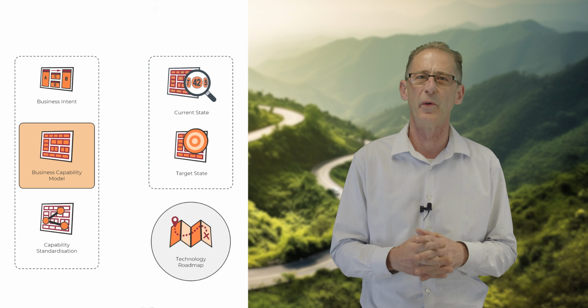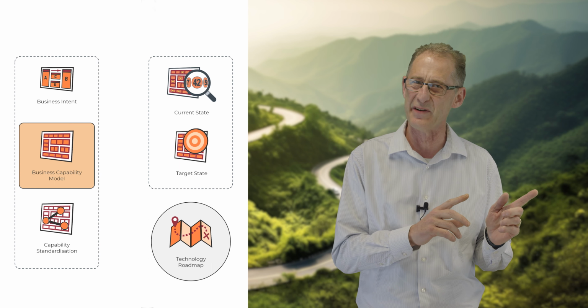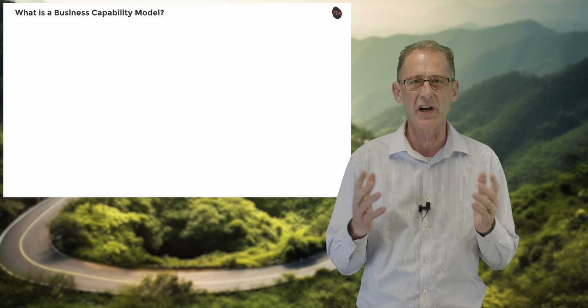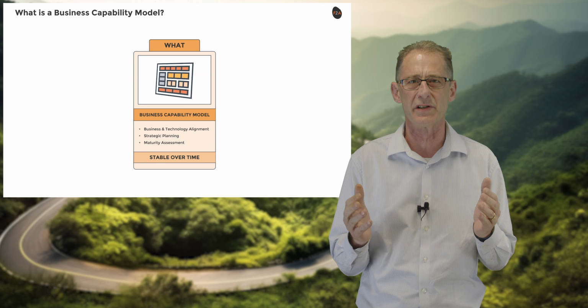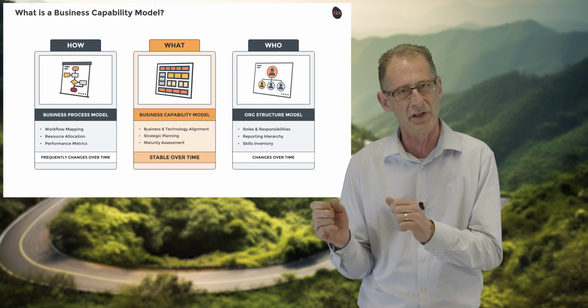This model is the most important tool to align business and technology design, ensure the target state and roadmap are business needs driven, basically to turn strategy into execution. So what is it? It's a hierarchical model of what the business does, not how it does it, a business process model, or who does it, organizational structure model.